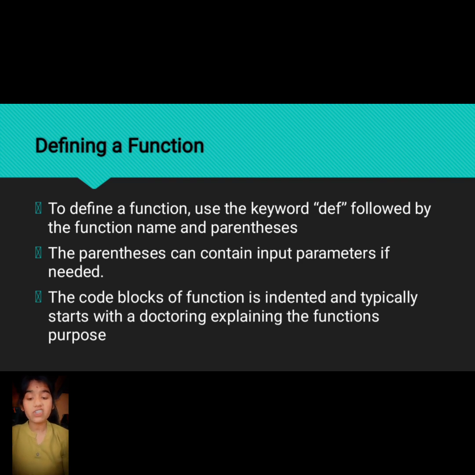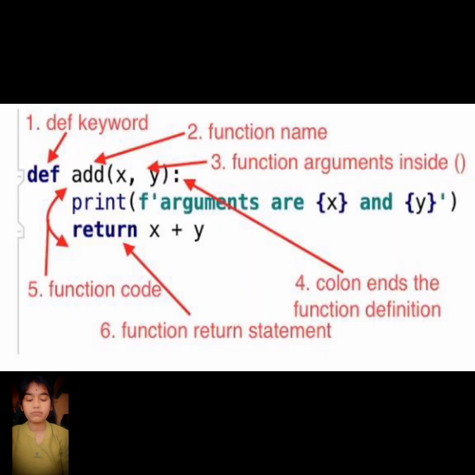Defining a function. To define a function, use the keyword def followed by the function name and parentheses. The parentheses can contain input parameters if needed. The code block of the function is indented and typically starts with a docstring explaining the function's purpose. Def keyword, function name, function arguments inside, colon ends the function definition, function code, function return statement.